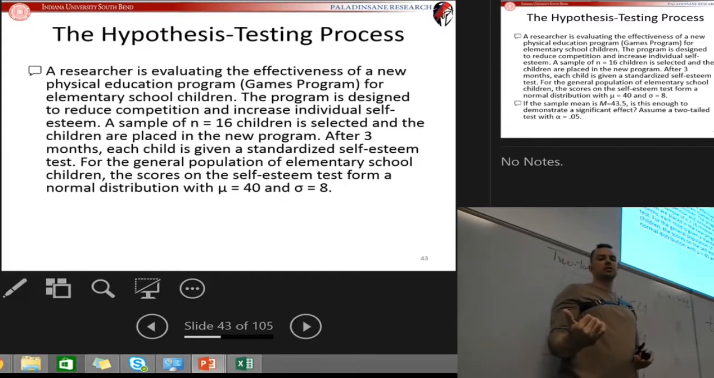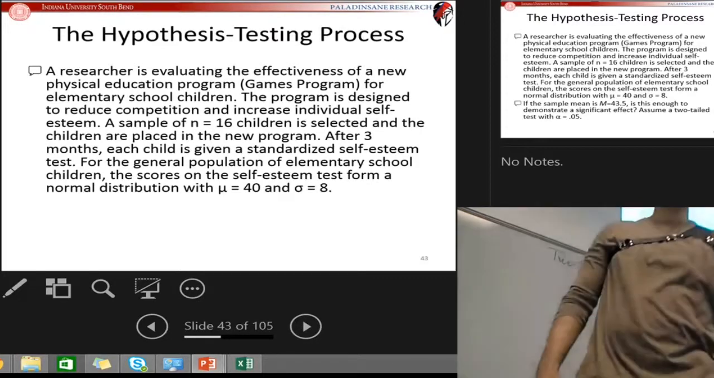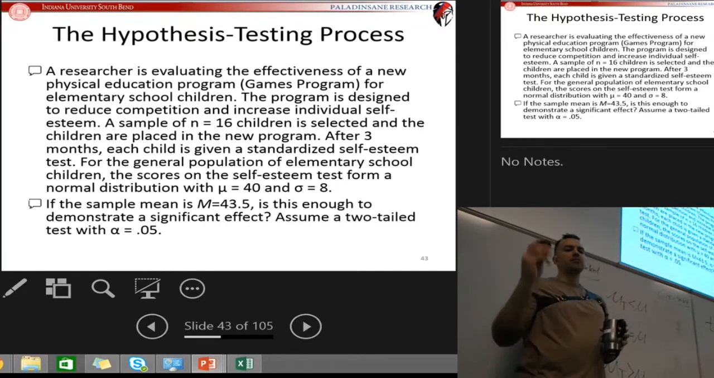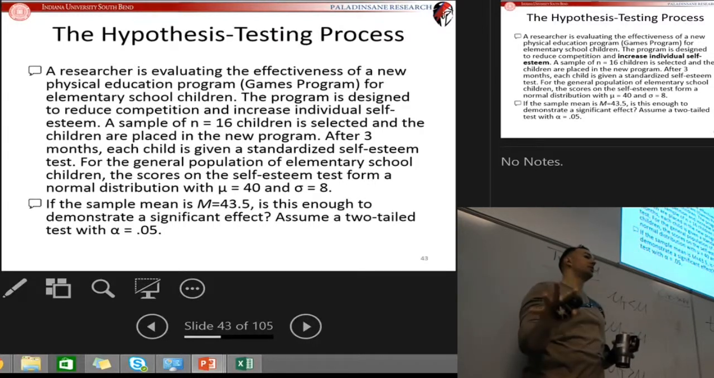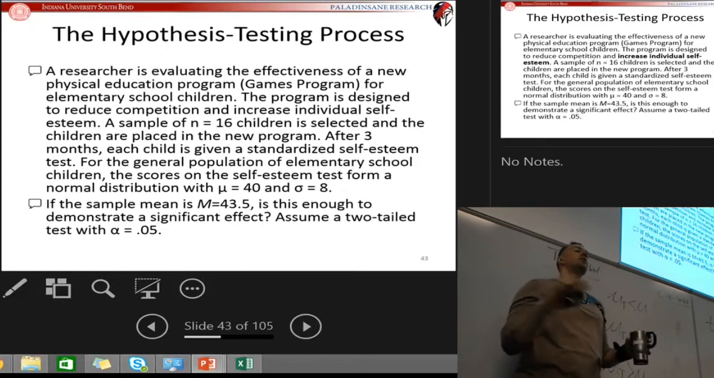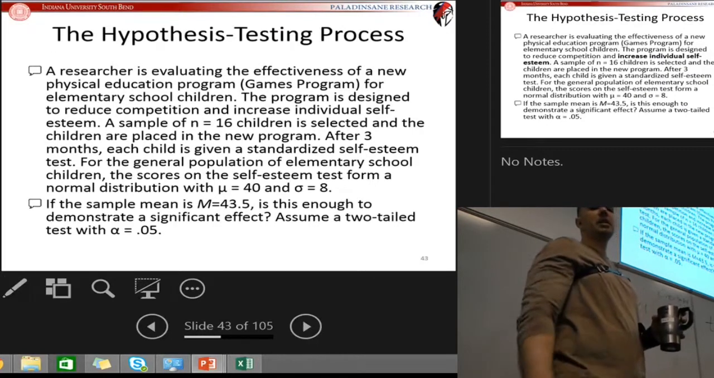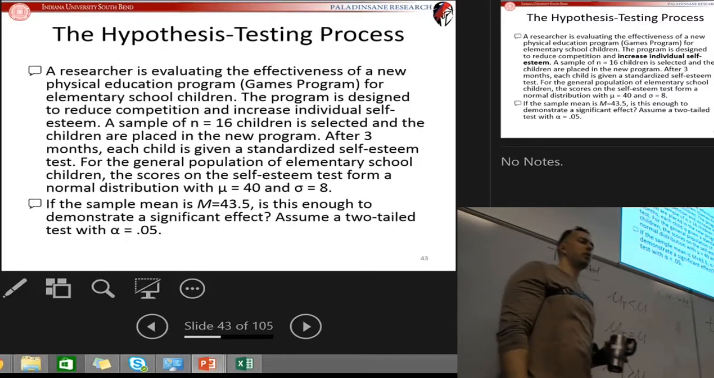A sample of 16 children is selected and the children are placed in the new program. After 3 months, each child is given a standardized self-esteem test. For the general population of elementary school children, the scores on the self-esteem test form a normal distribution with a mean of 40 and a standard deviation of 8. If the sample mean is 43.5, so remember in our original analysis with that sample mean, we found no difference, no treatment effect. But this time, if the sample mean is 43.5, is this enough to demonstrate a significant effect? Assume a two-tailed test with an alpha of 0.05.